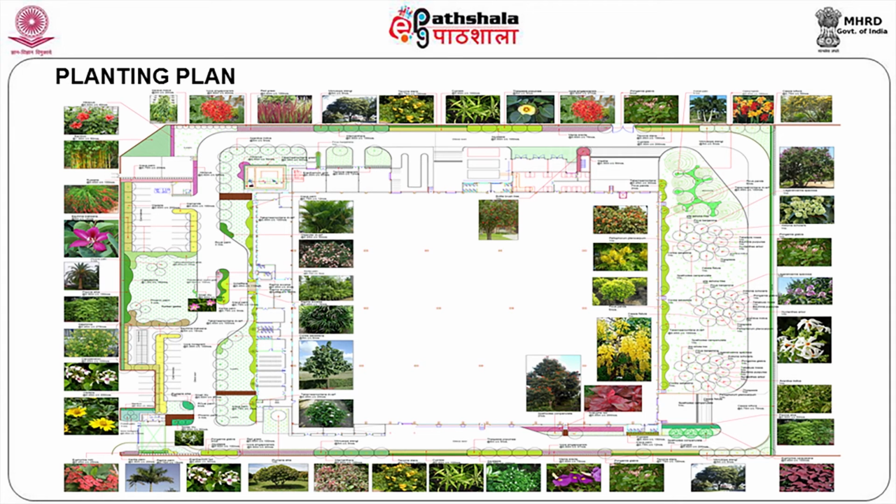Then this is the overall master plan of the planting area. How every zone is planted, what kind of plants are used, everything is provided in detail. You can go through it in detail, so that it will be helpful for you.